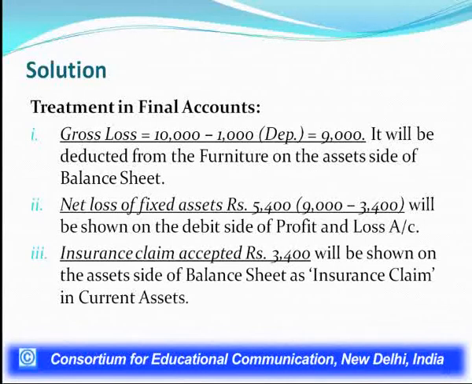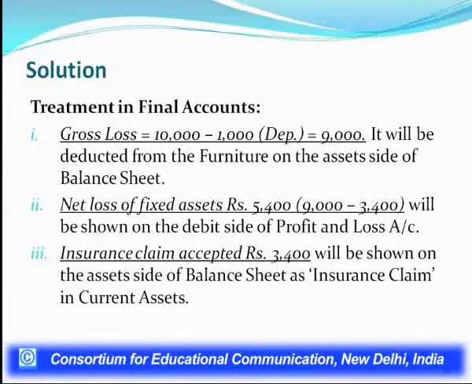Then net loss of fixed asset, that is 5,400, 9,000 gross loss minus 3,400 insurance claim accepted by the insurance company. So it will be shown on the debit side of profit and loss account. Insurance claim accepted, that is rupees 3,400, the claim to be received will be shown on the asset side of the balance sheet in current assets.